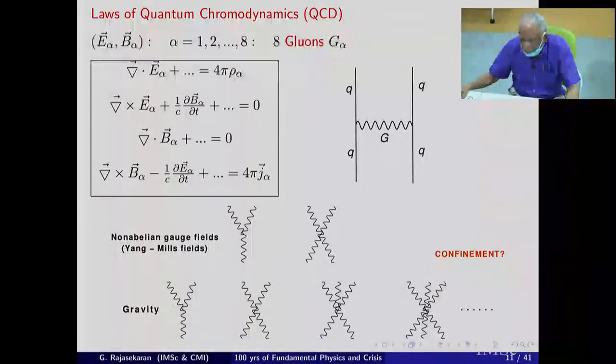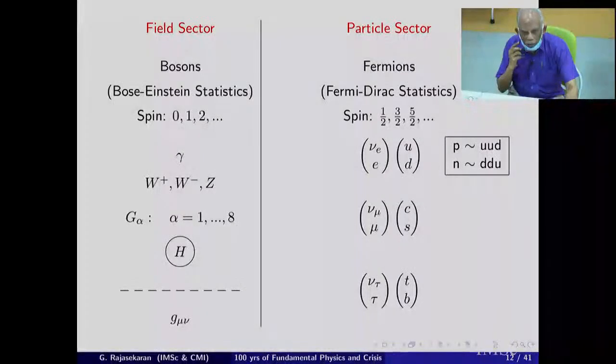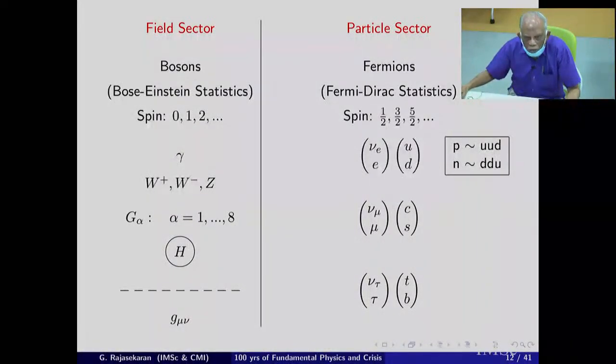Okay, let us go next. So let us talk about the actual objects on which the standard model works. The universe consists of two sectors called the field sector and the particle sector. The field sector has these gauge fields, the 12 gauge fields: gamma, W plus, W minus, and Z, and 8 gluons. And they are all spin 1 particles, like the photon itself.